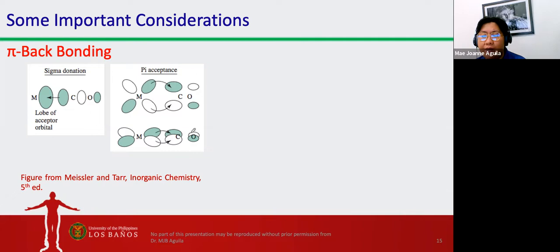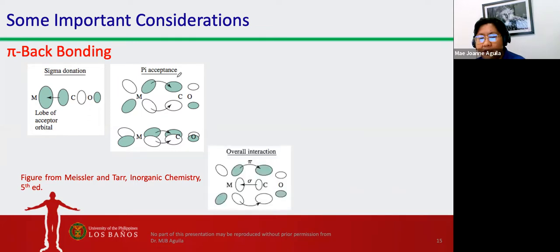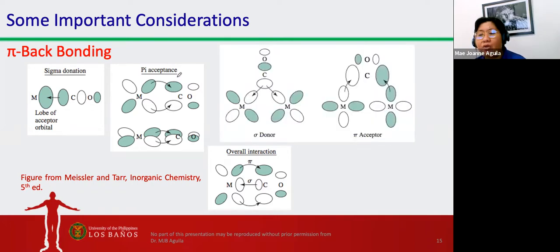So for ligands wherein you have the possibility of this pi back donation, this can be considered as an additional interaction between the metal and the ligand. So overall interactions considering both the sigma donation and the pi back bonding. And actually for carbon monoxide, which can also function as a bridging ligand, this is how it looks as a bridging ligand, wherein you have the sigma donation to both the metals and still pi type of donation from metal to ligand in this illustration.